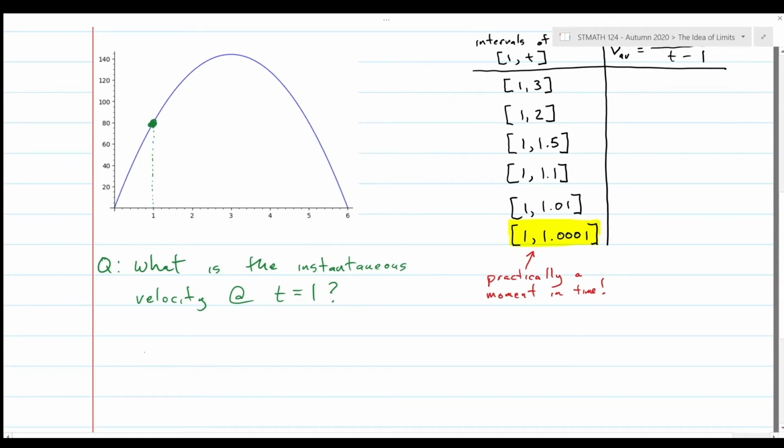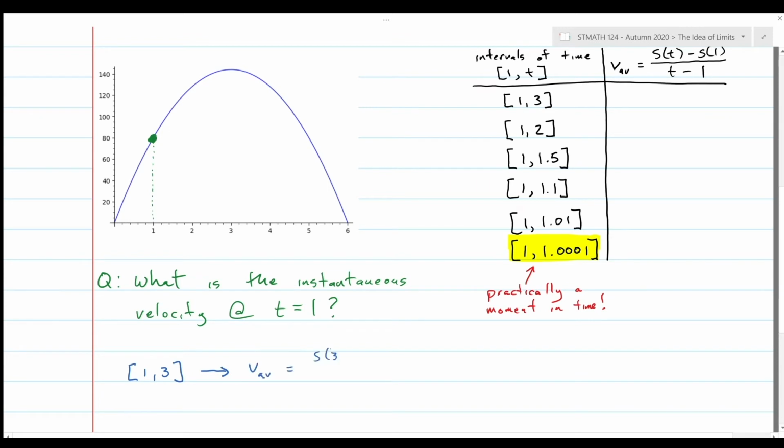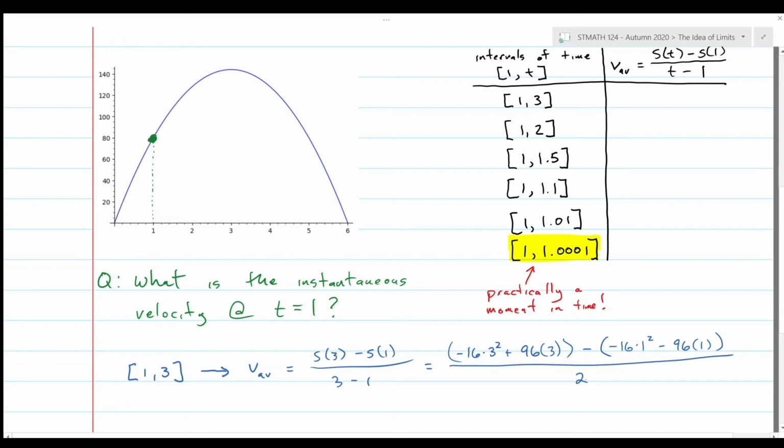But I want to do that first interval, just to make sure that you're following along. For the interval 1 to 3, I'm just going to plug in: s of 3 minus s of 1 over 3 minus 1. So I do negative 16 times 3 squared plus 96 times 3, minus, then I plug in 1, negative 16 times 1 squared plus 96 times 1, and then divide all that by 3 minus 1, which is 2.